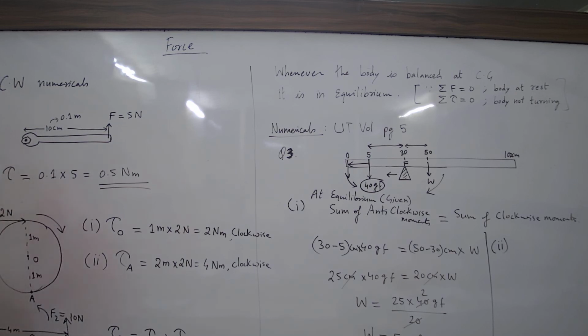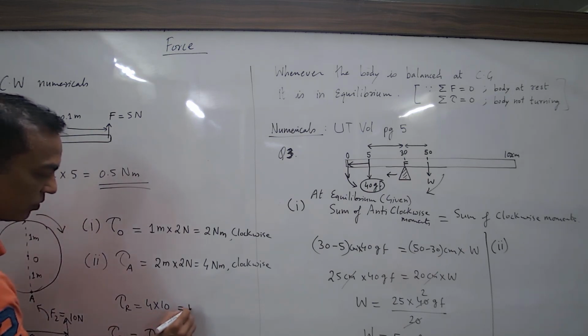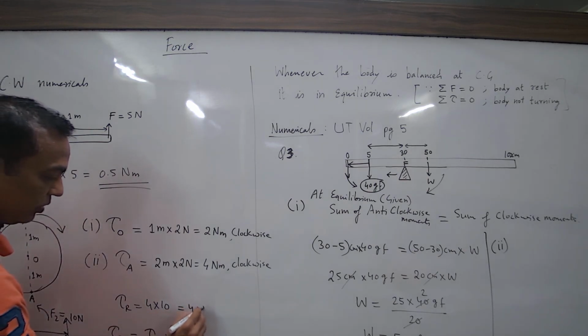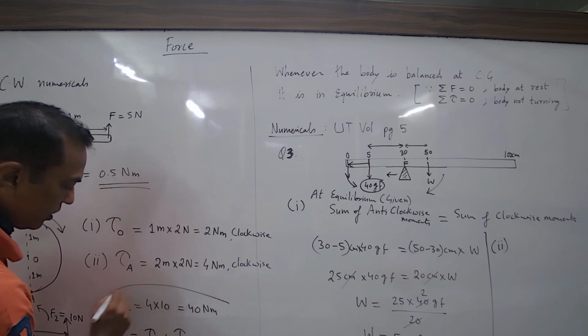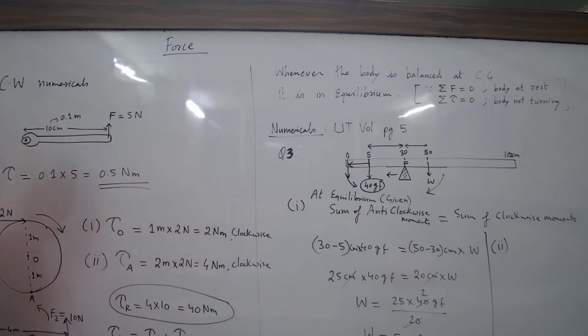So what he is saying is, can we not do it like tau R is equal to 4 into 10, one of the force into the perpendicular distance between the forces. So this is also correct. 40 Newton meter. Okay. But to explain you the resultant moment, both moments are in the same direction, and this is anti-clockwise. So it is positive, positive. So they will get added. That is the resultant. Okay, total moment.